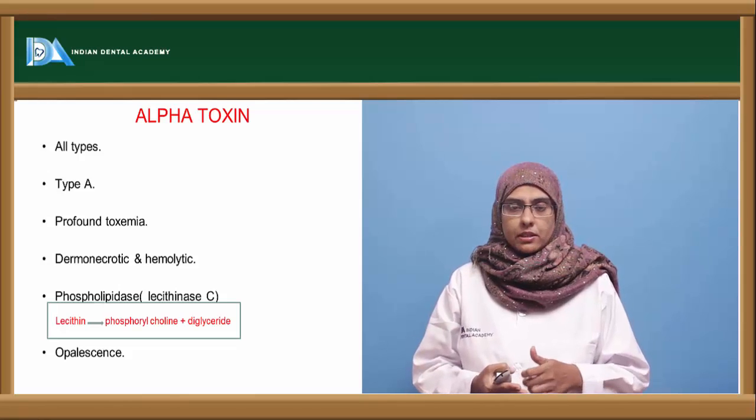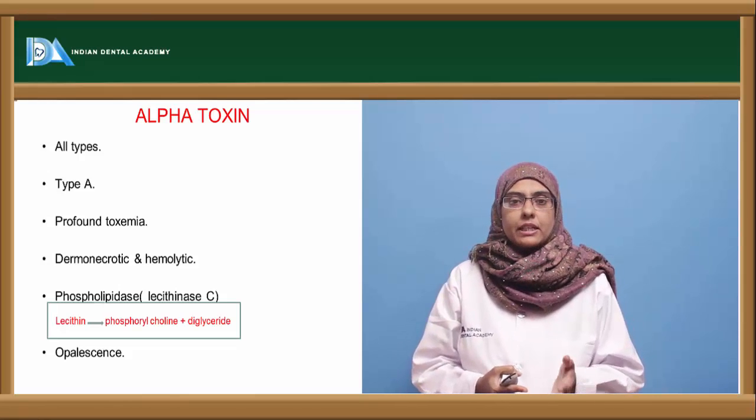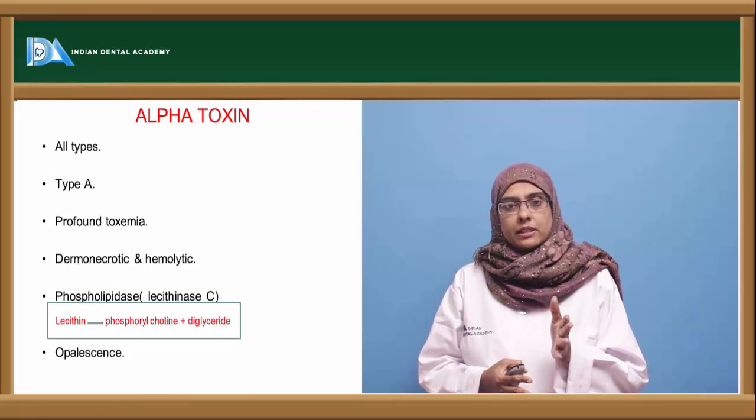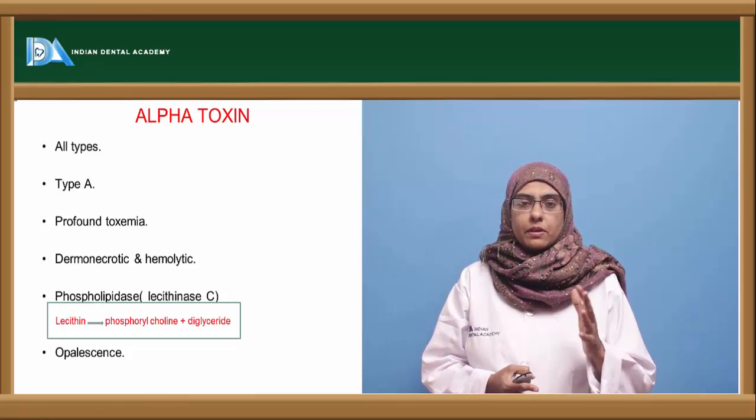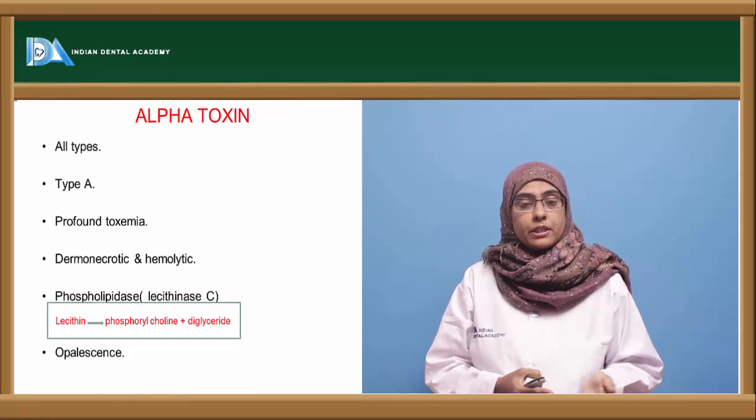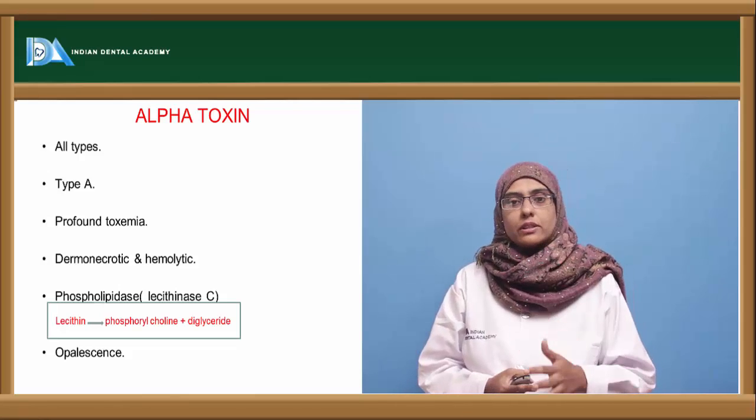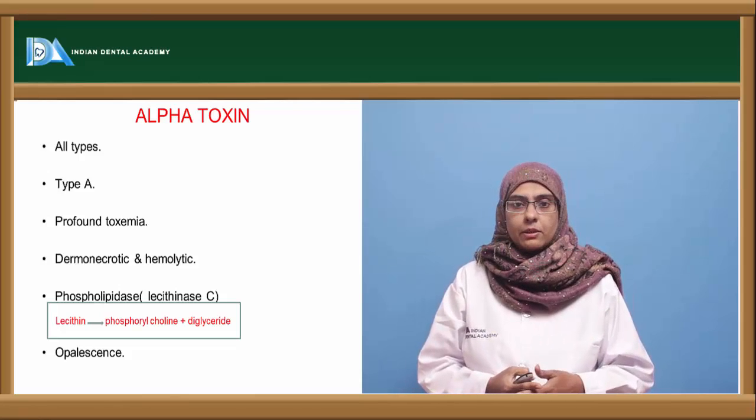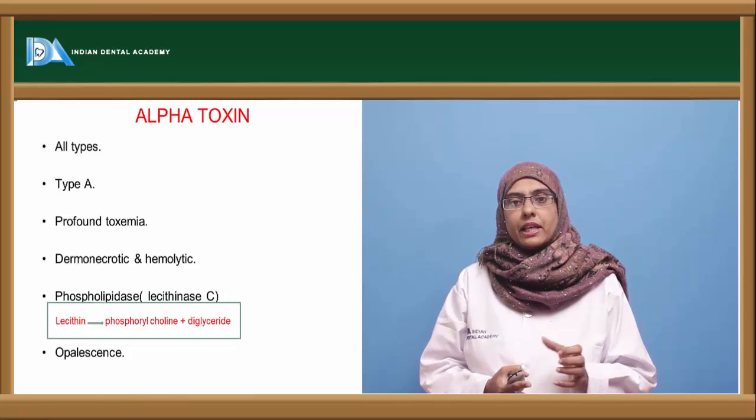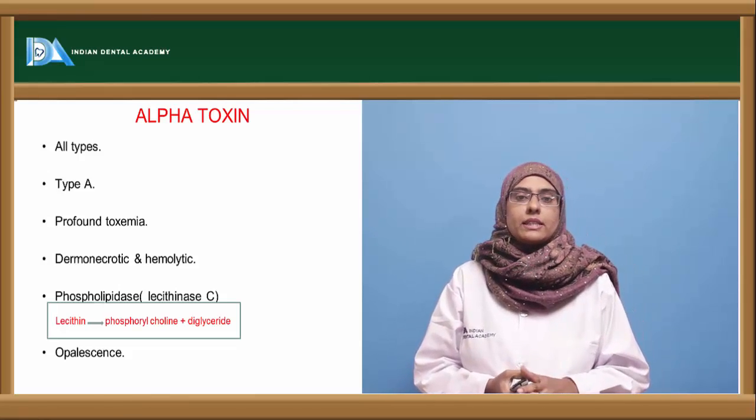Apart from the profound toxemia that is characteristic of this particular disease, there are also other things associated, called dermonecrotic and hemolytic. That is, the organism not only has the ability to cause gas gangrene but can also cause dermonecrotic as well as hemolytic effects. The toxin is specifically a phospholipase, also called lecithinase.